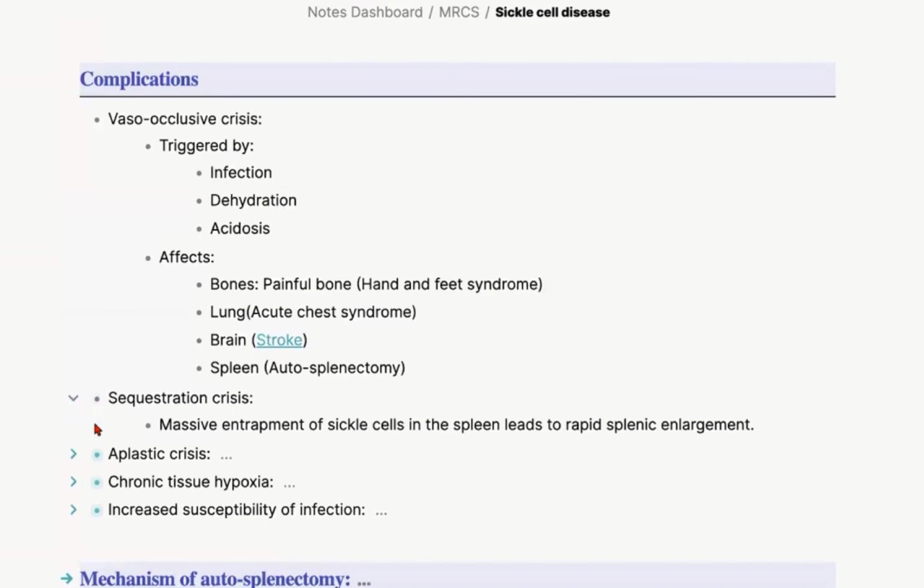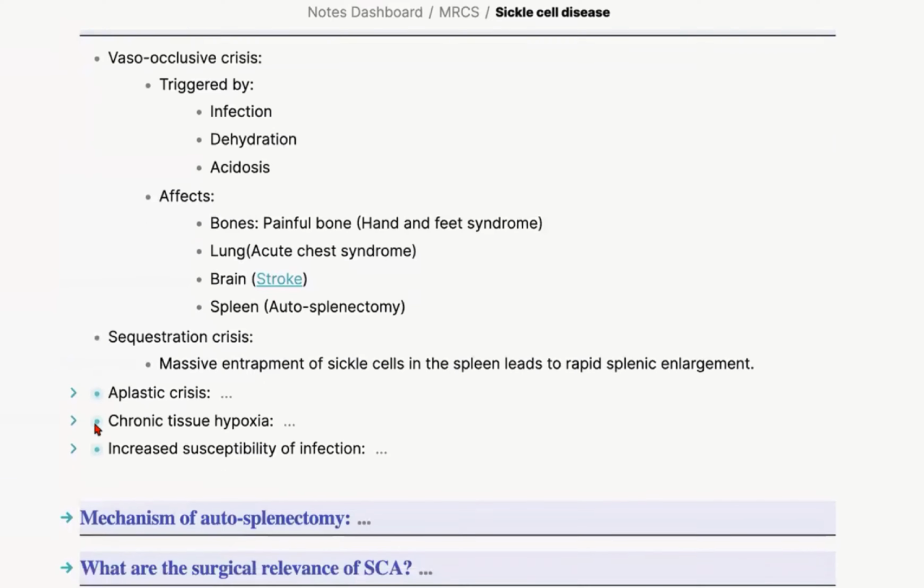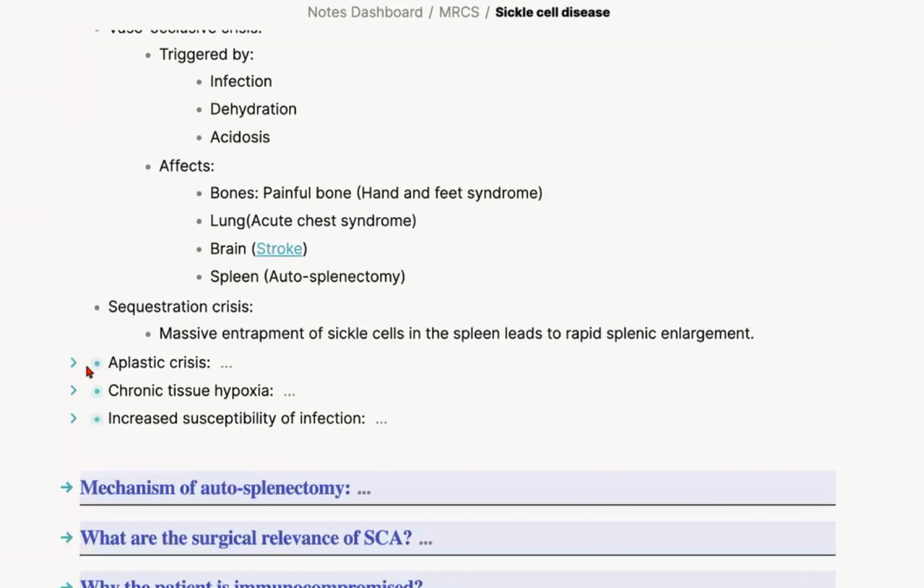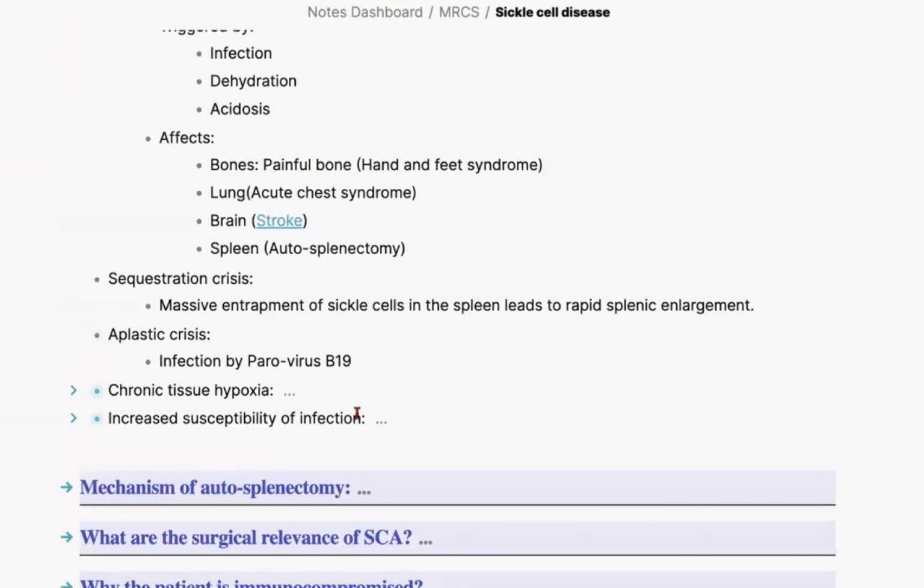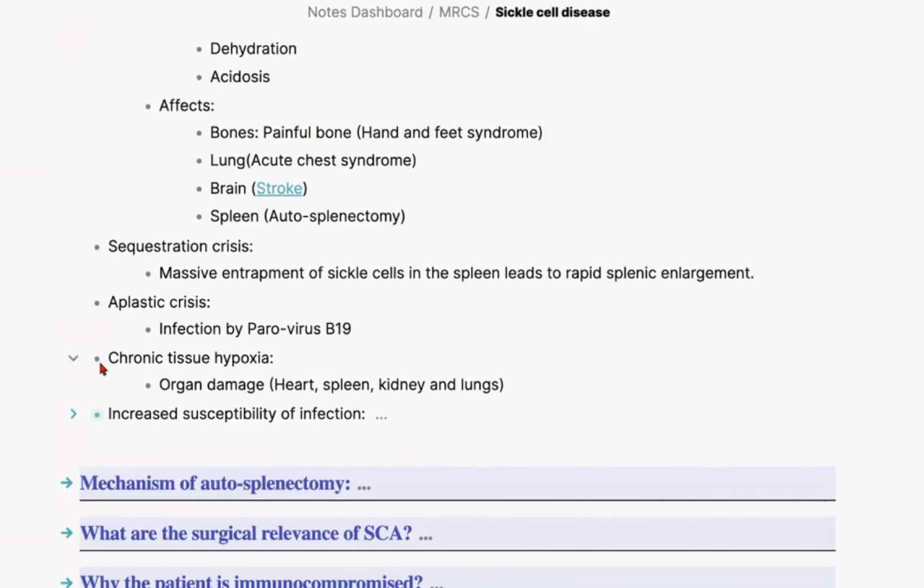Sequestration crisis is massive entrapment of sickle cells in the spleen. Aplastic crisis, which is a pancytopenia caused by parvovirus B19. Chronic tissue hypoxia and organ failure, including heart, spleen, kidney, etc. And increased susceptibility to infection due to autosplenectomy.